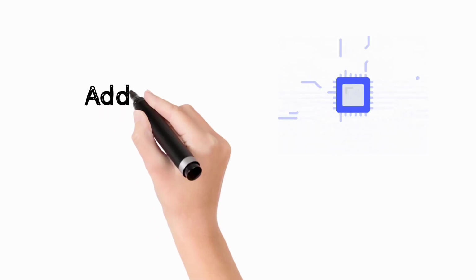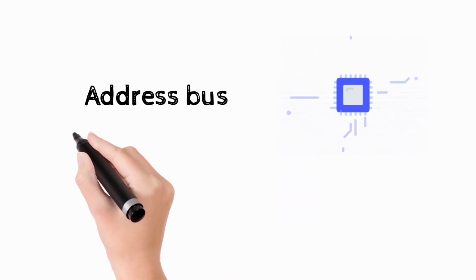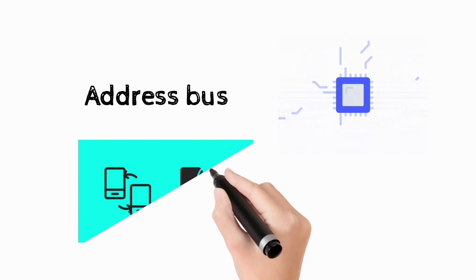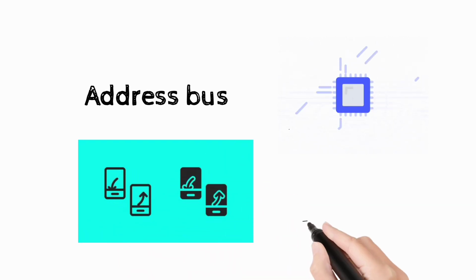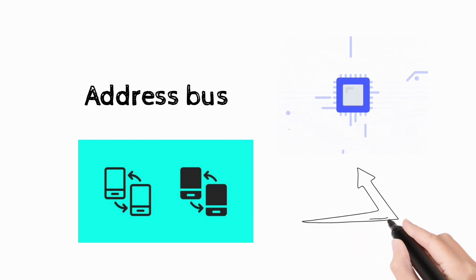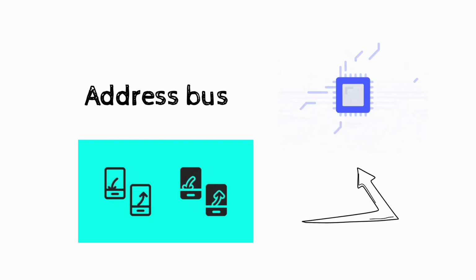Whenever the processor needs data from the memory, it places the address of the data on the address bus. The address is carried to the memory, where the data from the requested address is fetched and placed on the data bus. The data bus carries it to the processor.